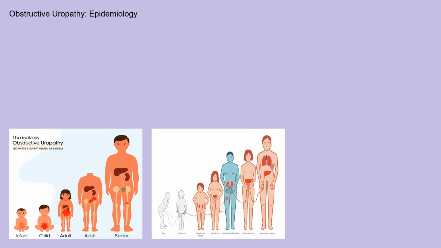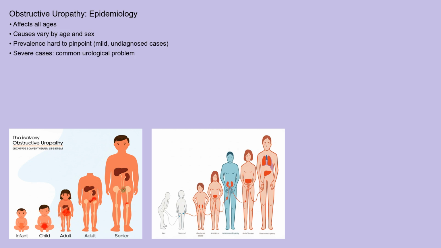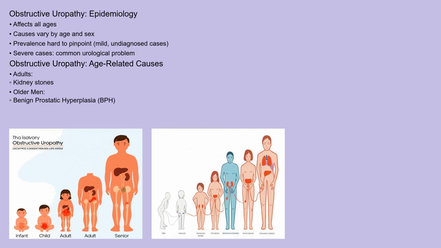Epidemiologically, obstructive uropathy affects people of all ages, but the specific causes vary with age and sex. Kidney stones are more common in adults. Benign prostatic hyperplasia is primarily seen in older men. Congenital abnormalities are, of course, diagnosed in infants and children. The overall prevalence is difficult to pinpoint, as many cases may be mild and undiagnosed. However, severe obstructive uropathy requiring intervention is a relatively common urological problem.